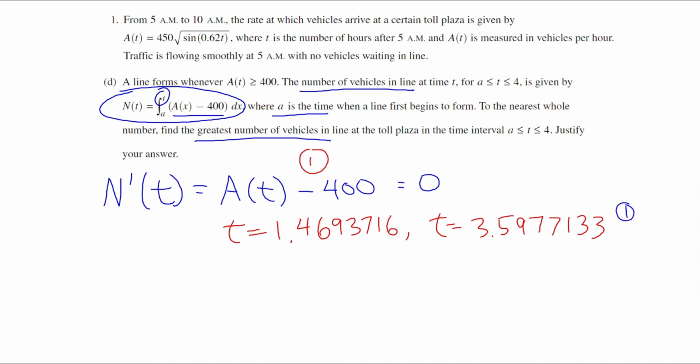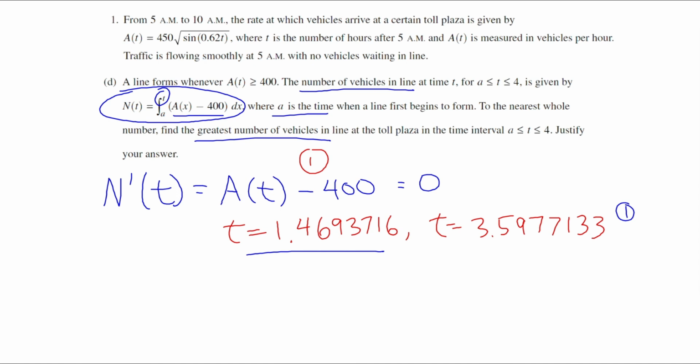And then what we need to do is figure out which of these is actually the maximum. Well, we can kind of eliminate t equals 1.4693716, because that was the first time that A of t minus 400 equaled 0. So that was when the line first began, right? And so when the line first began, right as it was beginning, there were no vehicles in the line.